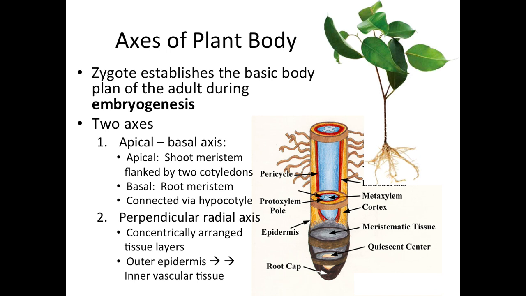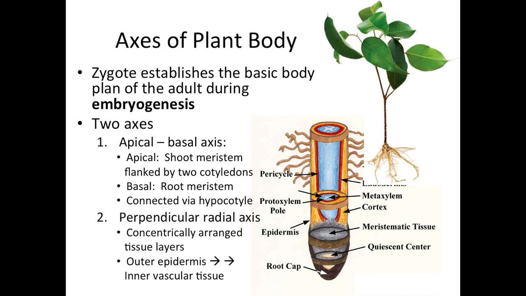And the first one is the apical basal axis, right? This is the apex or the top, and this is the base or the bottom. So longitudinal, top to bottom. The apical basal axis is top to bottom. And so that's actually established very early in the globular phase when the root apical meristem differentiates.